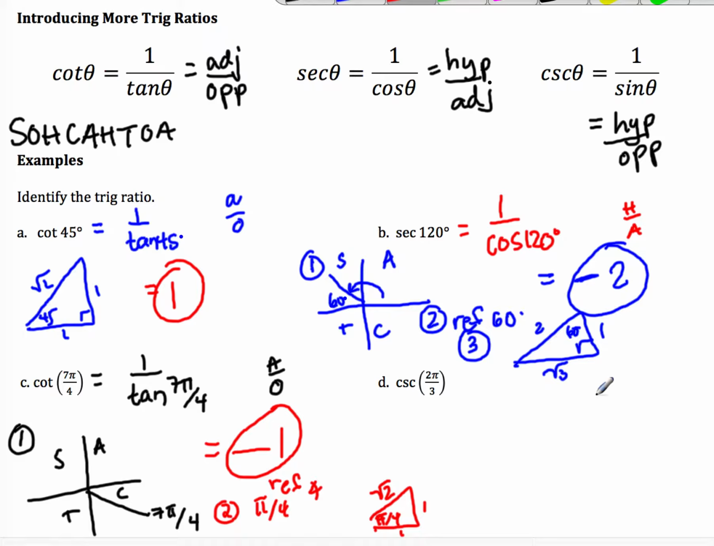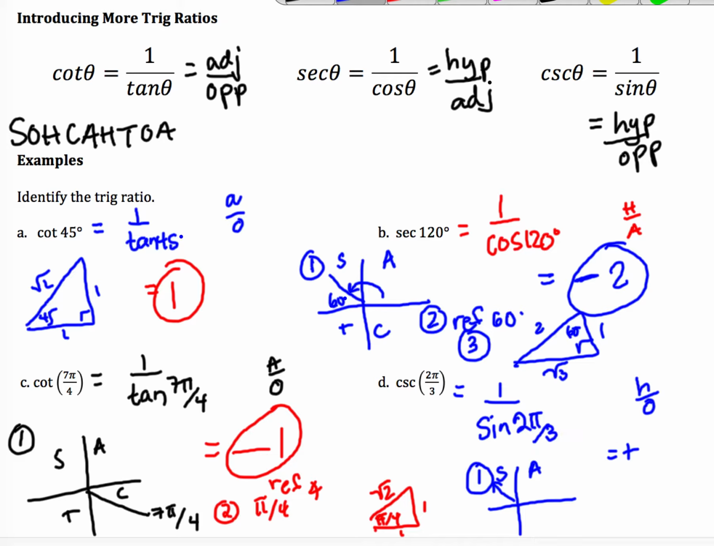And the last one is cosecant of 2 pi by 3. Cosecant we know is the same as 1 over the sine of 2 pi by 3, and that could also be known as your hypotenuse over your opposite. Sorry, I'm getting a little messy here. Let's see. We need to find out the location of 2 pi by 3. That would be right here. So All Students, that means we're going to have a positive answer.